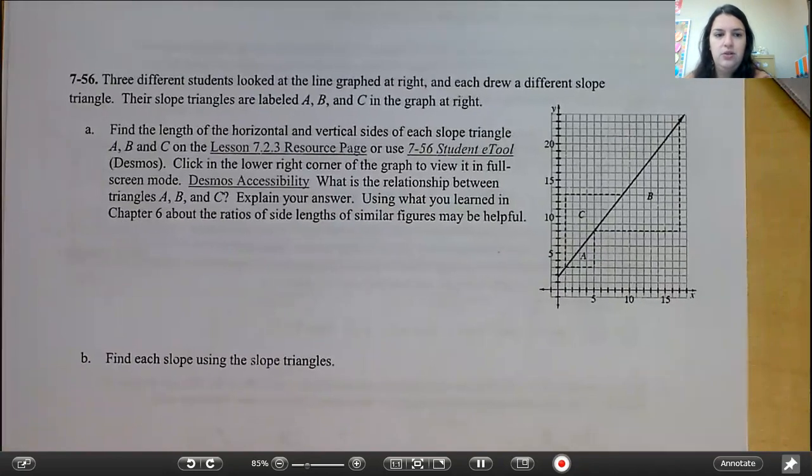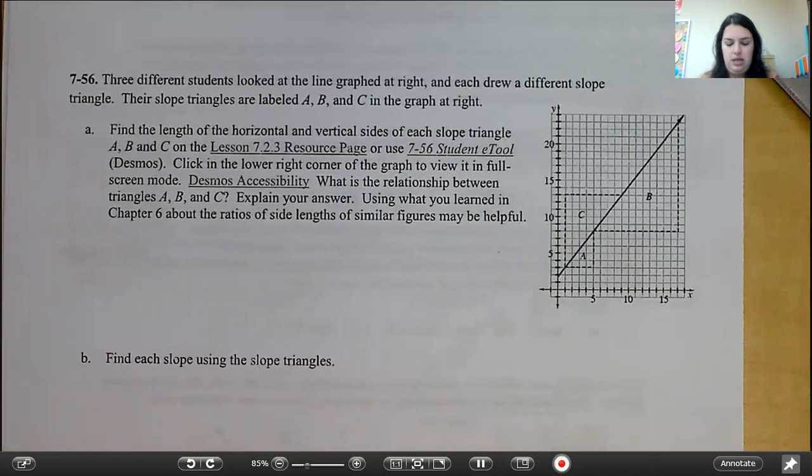756 says 3 different students looked at the line graphed at right, and each drew a different slope triangle. Their slope triangles are labeled A, B, and C in the graph at right. Find the length of the horizontal and vertical sides of each slope triangle A, B, and C on the lesson 723 resource page, or use the 756 student e-tool. What is the relationship between triangles A, B, and C? Explain your answer. Using what you learned in Chapter 6 about the ratios of the side lengths of similar figures may be helpful. So go ahead and answer part A.